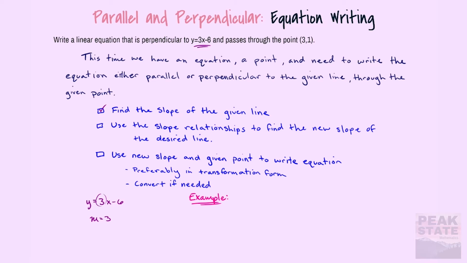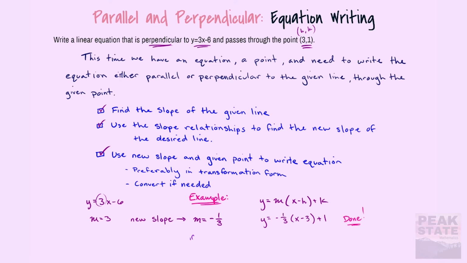We've got the equation y equals 3x minus 6. It's in slope-intercept form, so we know our slope is 3. Then we can use our relationship of perpendicular, and we know the opposite reciprocal. So our new slope is m equals negative 1/3. Plug that into our transformation form using the given point (3, 1), and we'll see that the final equation is y equals negative 1/3 times the quantity x minus 3 plus 1.